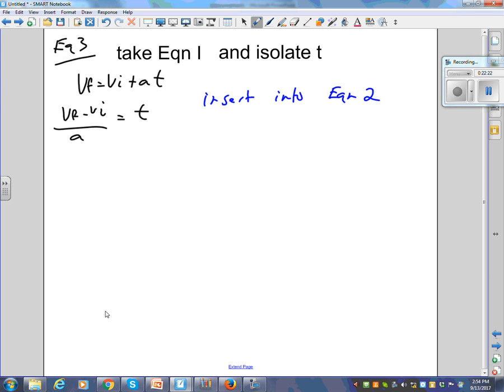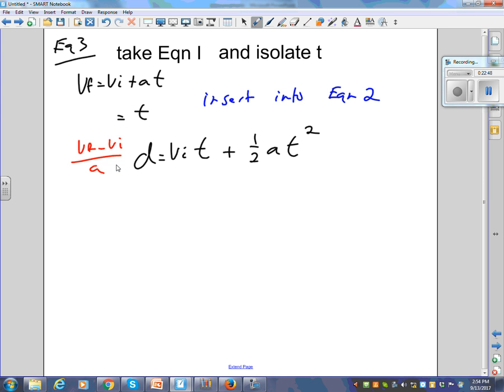Okay, now what does equation 2 look like? Equation 2 looks like this: D equals VIT plus 1/2 AT squared. And I'm going to rewrite this in red just so that it's a little more visible. This is going to be VF minus VI all over A, right? So I'm going to take this and plug it in there for T.